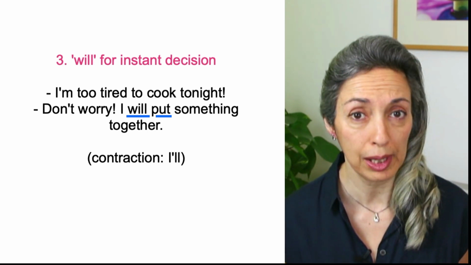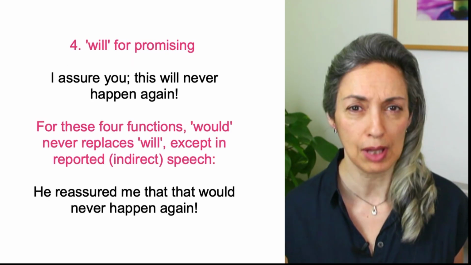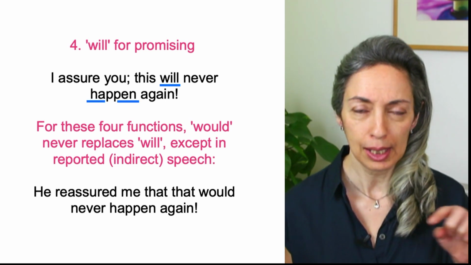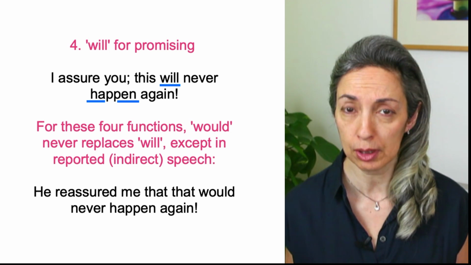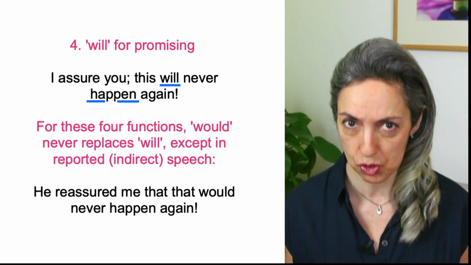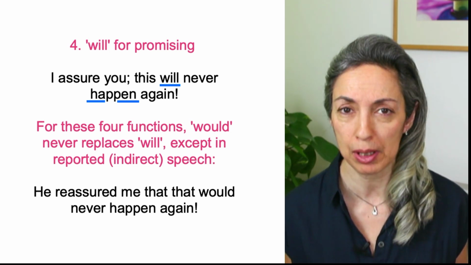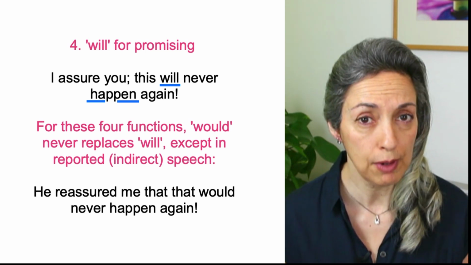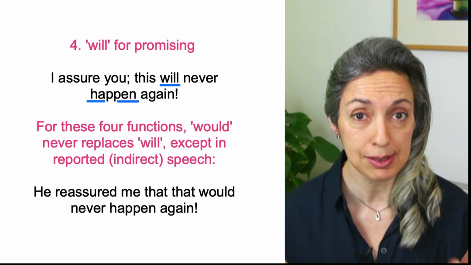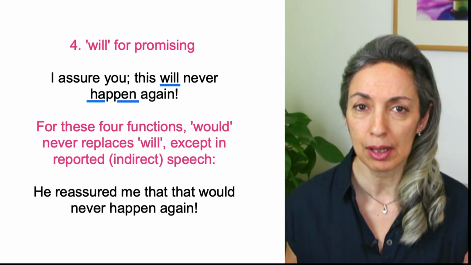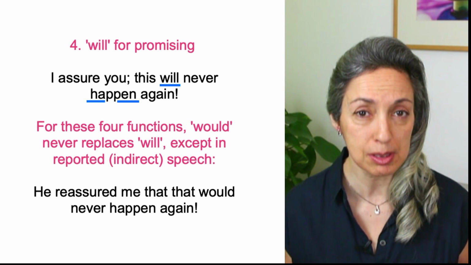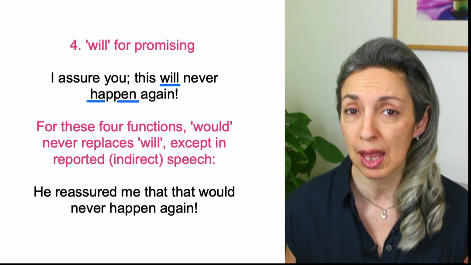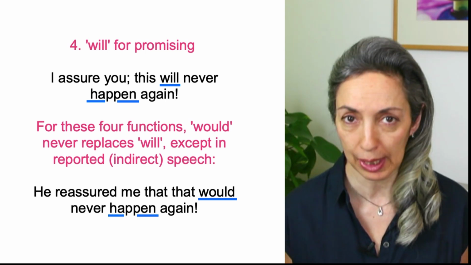The fourth use of will is for promising. For example, I assure you this will never happen again. In this situation, we usually use the full form because we want to stress this will never happen again, or I will never do this again. For these 4 functions, would never replaces will, except in the reported or indirect speech. For example, we would say, he reassured me that that would never happen again.